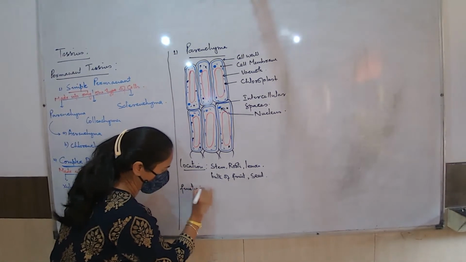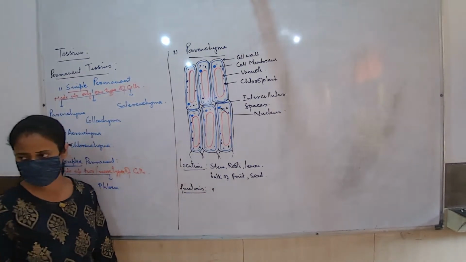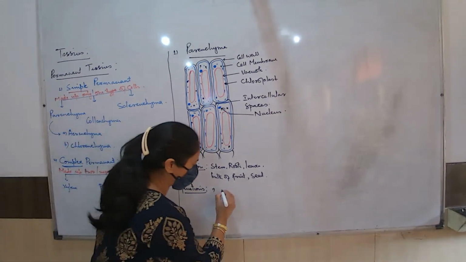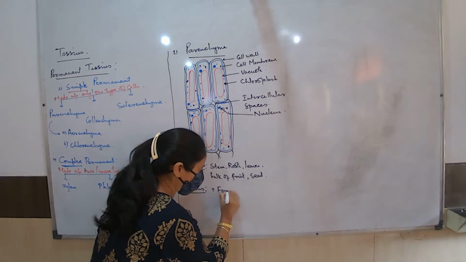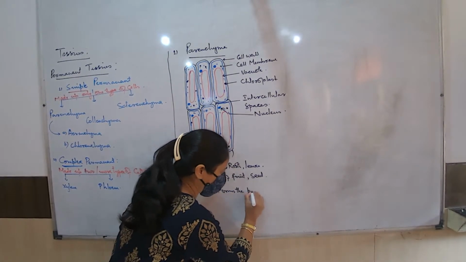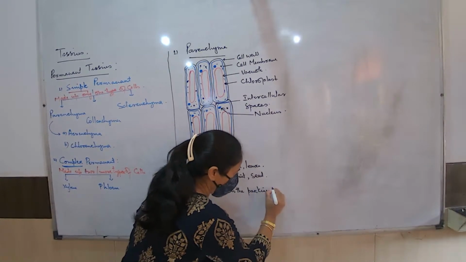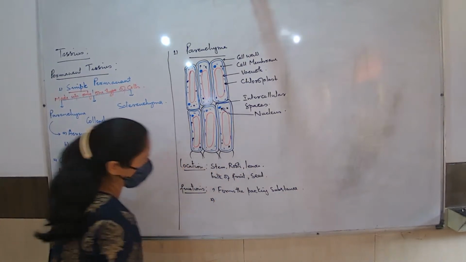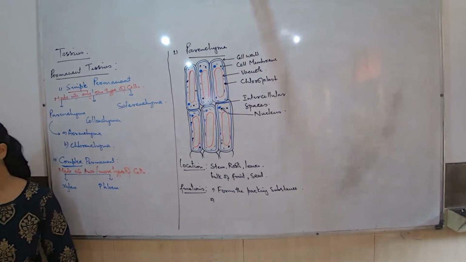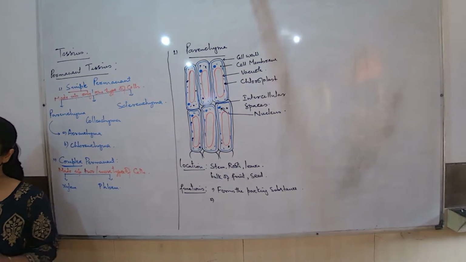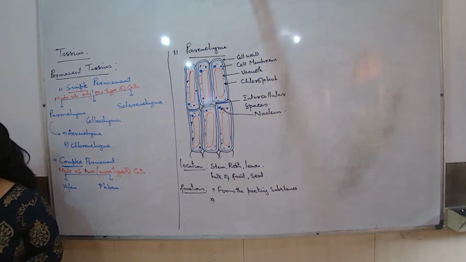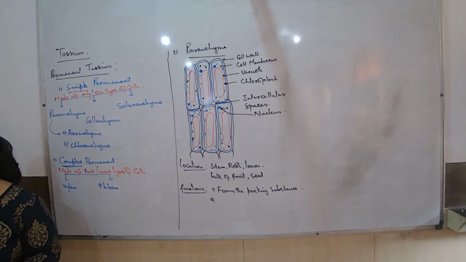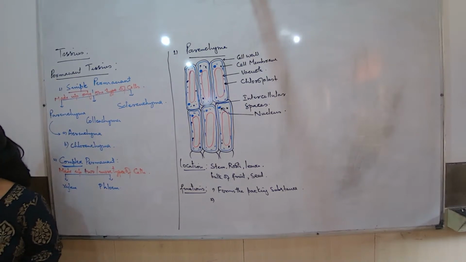The functions that they perform, there are one or two functions you should always remember. The first function is that it forms the packing substance, the packing tissue. As I said, it forms the bulk of the plant and forms the packing substance. Apart from that, it also helps in storage. If I talk about the potato, the beetroot and the carrot, what are they storing? Food in the form of starch or other different types of nutrients.